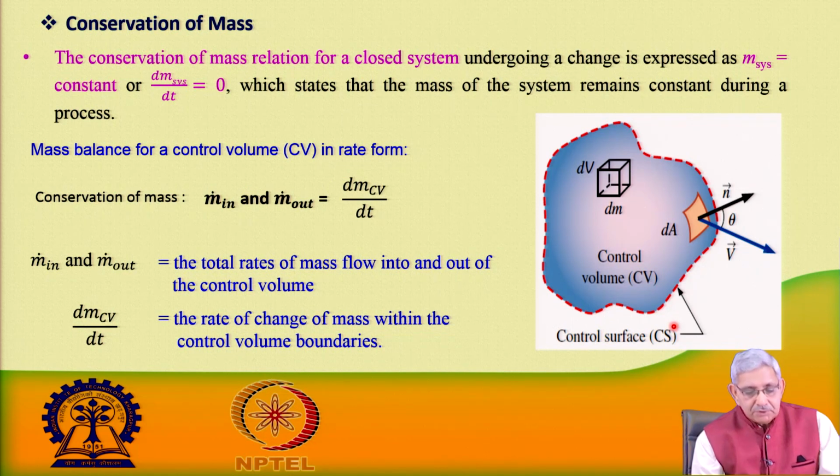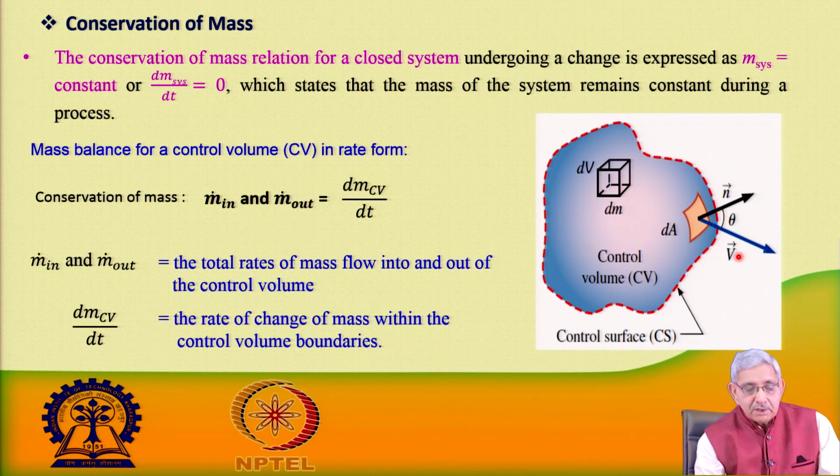When we talk of conservation of mass, we are considering the control volume. This is the boundary we are seeing, and inside that there is a control volume with an elemental area dA. Water is getting into this control surface, and it is entering and then going out with velocity vector v.